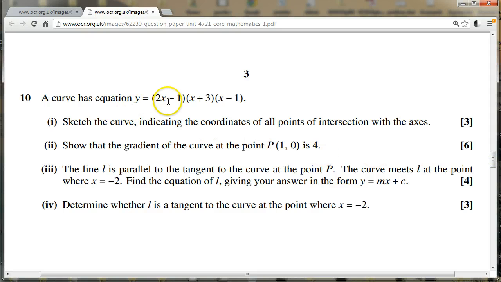10, you've got this equation. This looks slightly more long-winded, this does, and this may take quite a long time. Here's the equation, it's a cubic. Sketch it, that should be alright because we know the roots. Gradient, so that's differentiation then when we've expanded the bracket here. And then we've got a parallel line. So it's just simple trigonometry here, isn't it? So this paper looks fairly user-friendly, doesn't it?